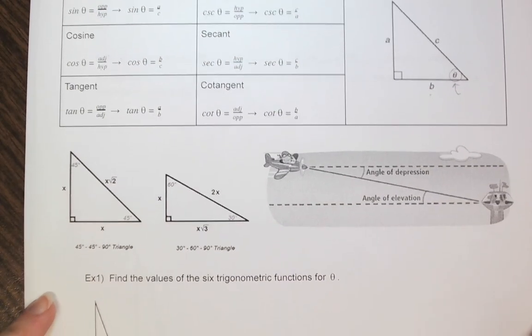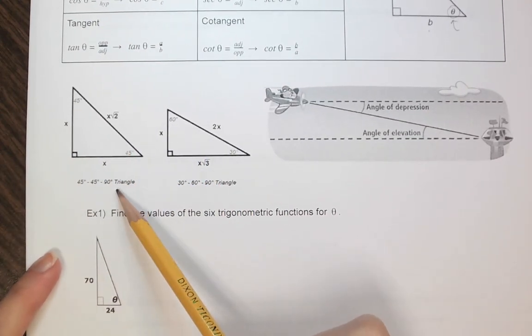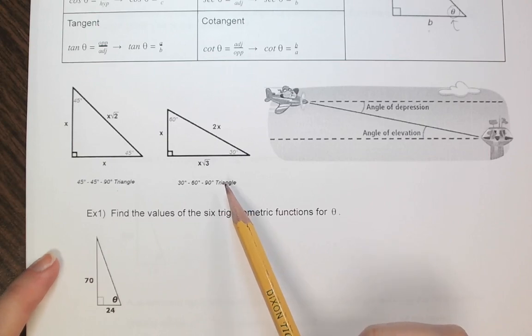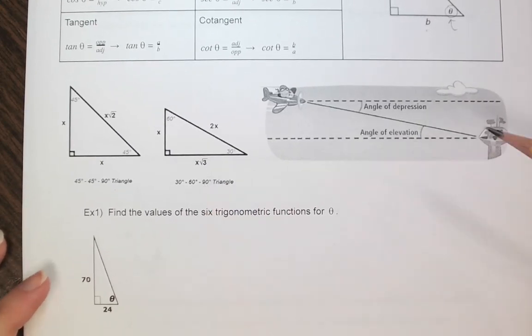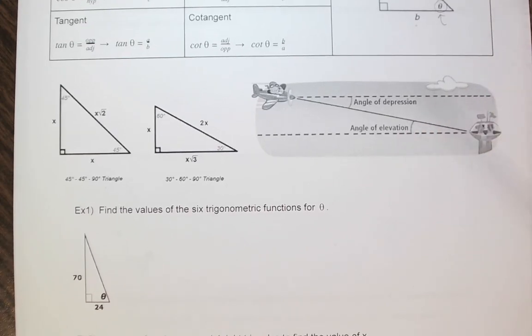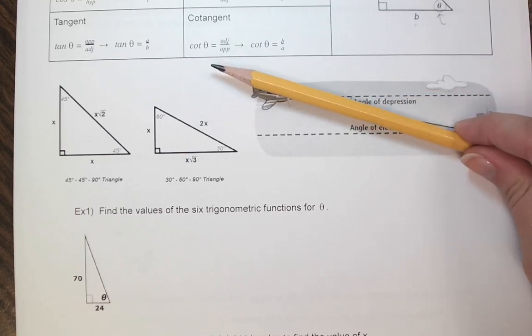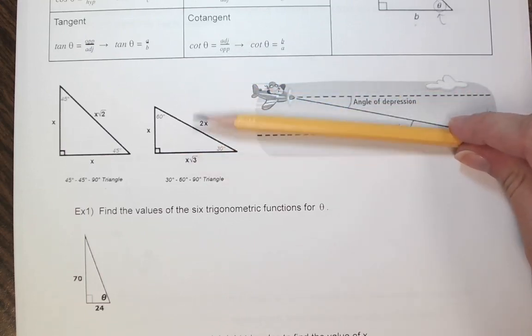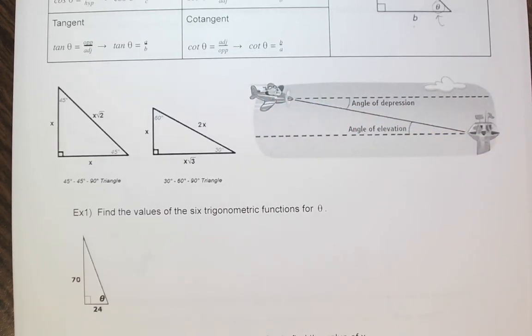A couple other important things we have on here. These are your special right triangles, your 45, 45, 90, and your 30, 60, 90 triangle. Those are going to be useful for us as well. And then you've talked about angles of depression and angles of elevation. So angle of depression is when you're looking down from the horizontal, and angle of elevation is when you're looking up from the horizontal. So kind of a picture to help you visualize those.